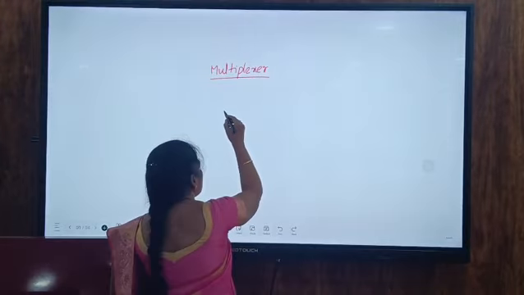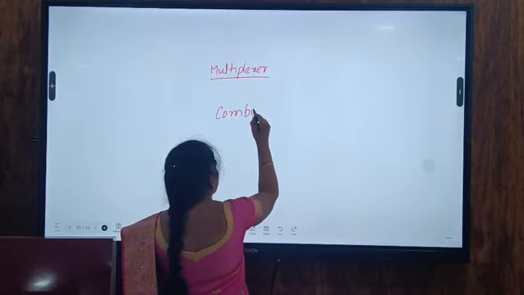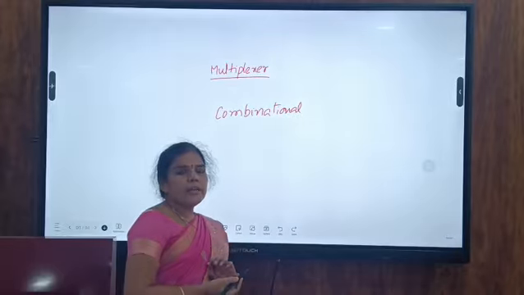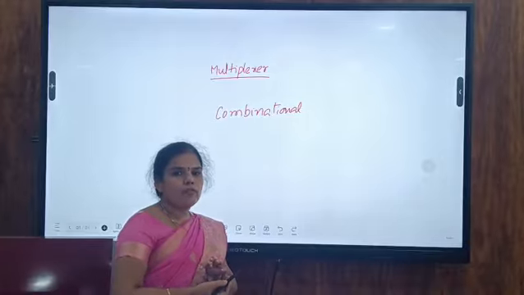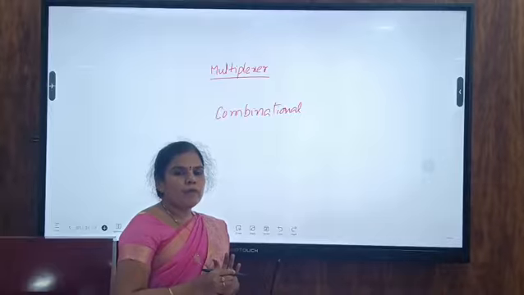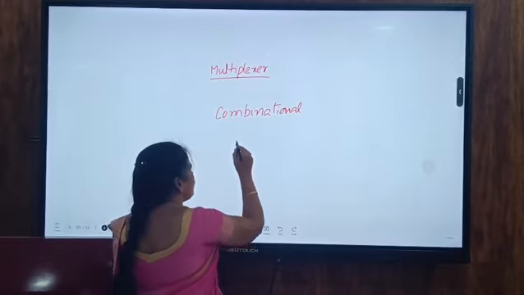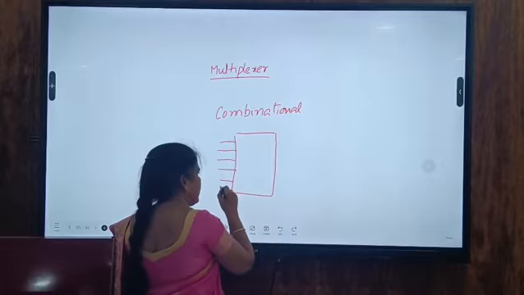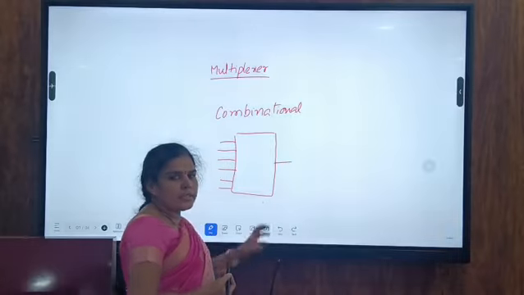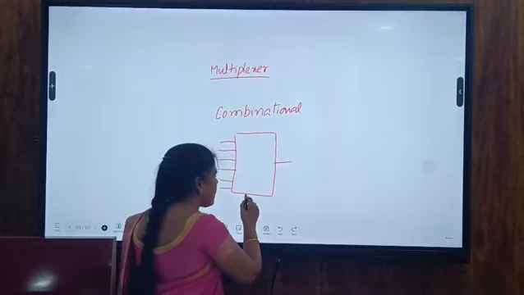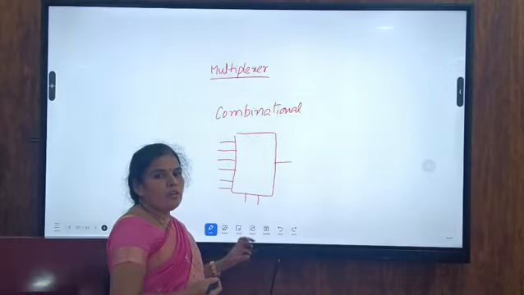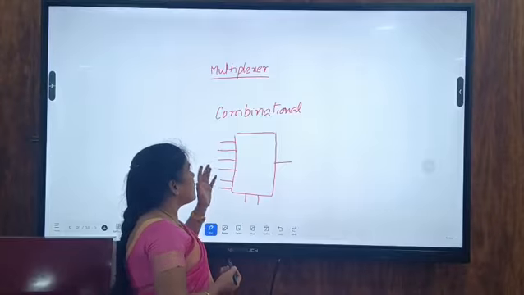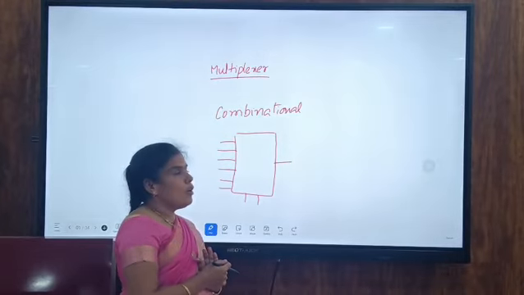Multiplexer is a combinational circuit which selects one input from many inputs and forwards that one to the output. Here we have many inputs and we are selecting one output. How are we selecting that one? Based on the selection line. So based on the selection line, one input is selected to the output. That is the main concept of multiplexer.